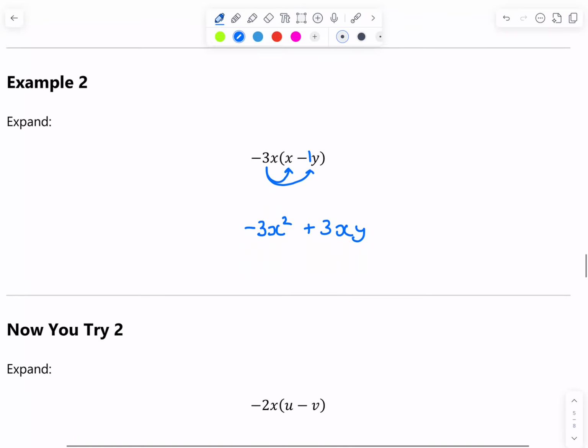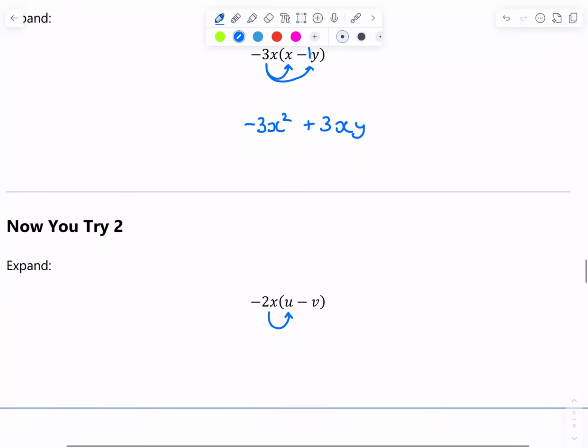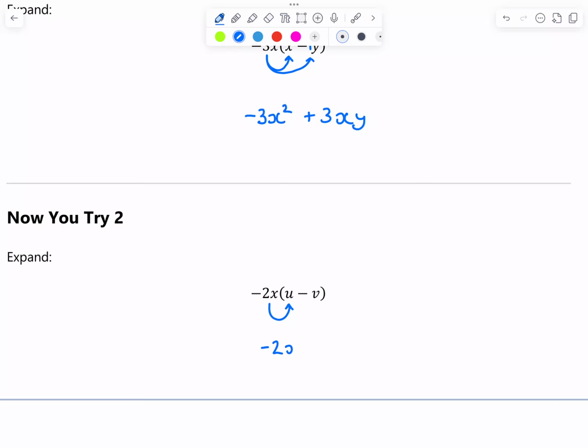Let's do another one like that with the negatives. So you've got negative 2x, and in brackets, you've got u take v. So you're going to do that times that first, which is negative 2xu. And then this times this, which is positive 2xv. Again, that's as far as we could go. We can't simplify any further because none of them are like terms. So that's my final answer.